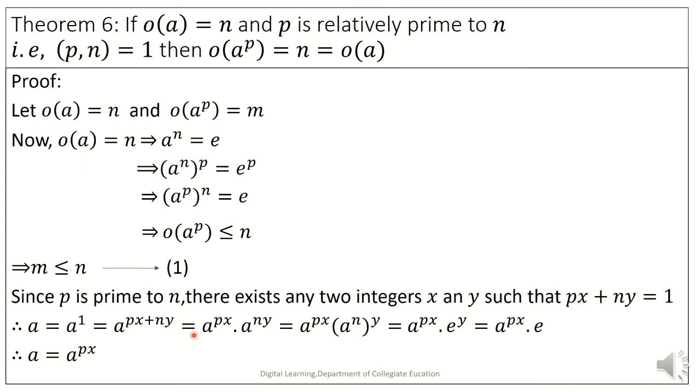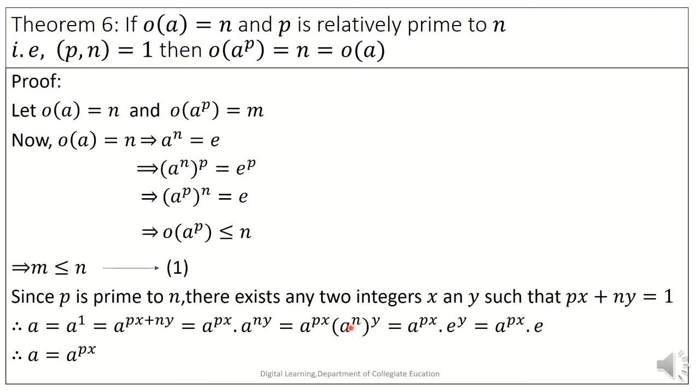I will separate this one in this form: a to the power of px into a to the power of ny. Again, a to the power px as it is, and I will write a to the power of ny as (a to the power of n) to the power y. We know that a to the power of n is e, isn't it? That means e to the power y.